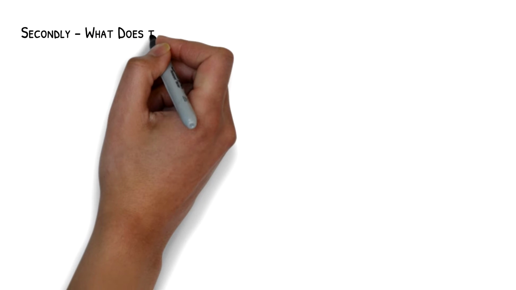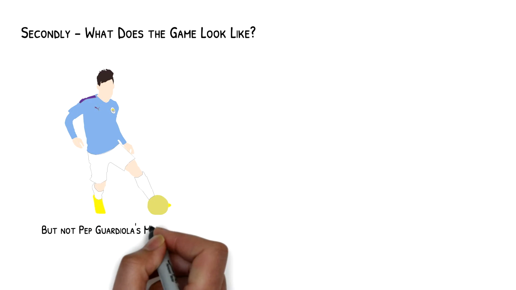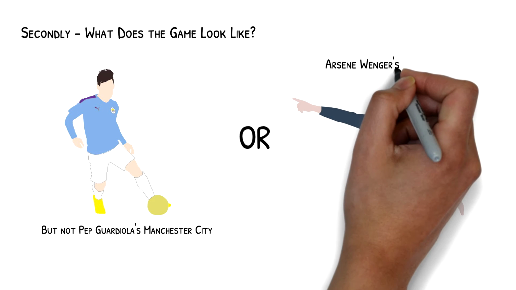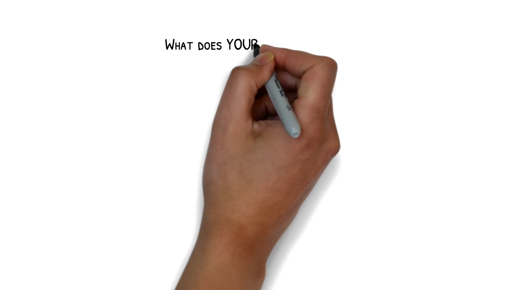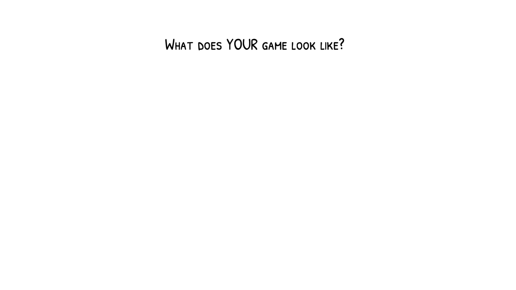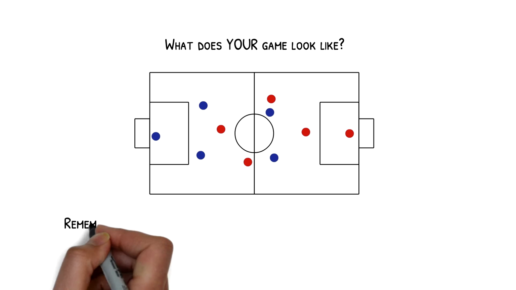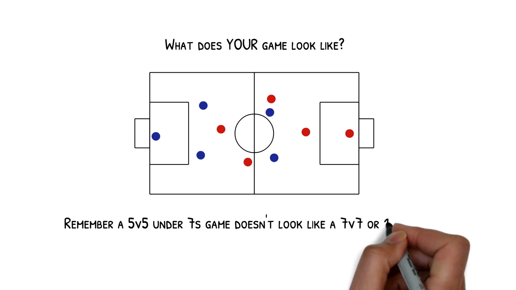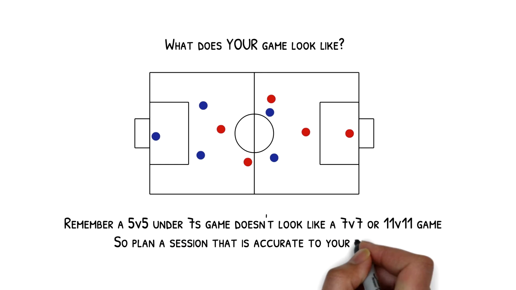Secondly, what does the game look like? But not Pep Guardiola's Manchester City, or Arsene Wenger's Arsenal. What does your game look like? Remember, a 5v5 under 7s game doesn't look like a 7v7 or 11v11 game. So plan a session that's accurate to your format.